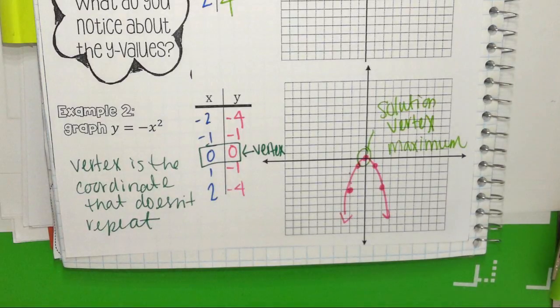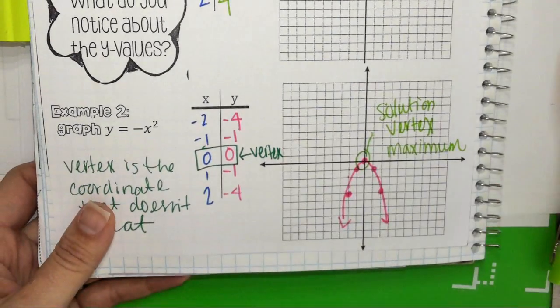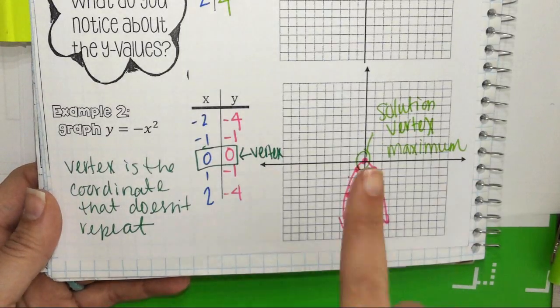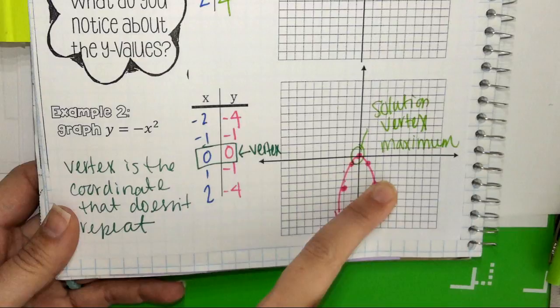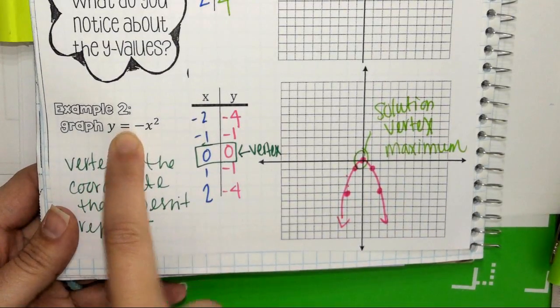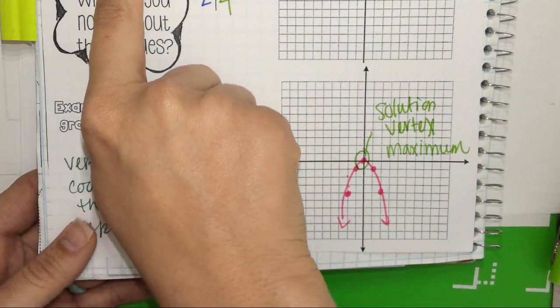Can it also be called other stuff? Oh, that was just your intercepts. Oh, I got you. That was your solutions. Are we ready? Okay. So the maximum of this graph is 0. Now, do you see how this is a negative? That means it's going to open down every time. Our parent function was a positive, so it opened up. That's going to be the same every single time.